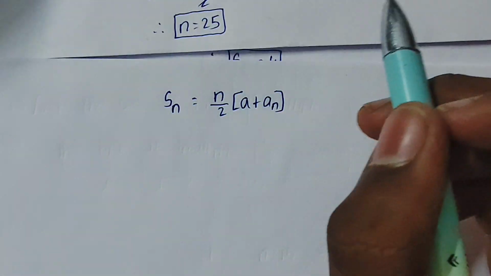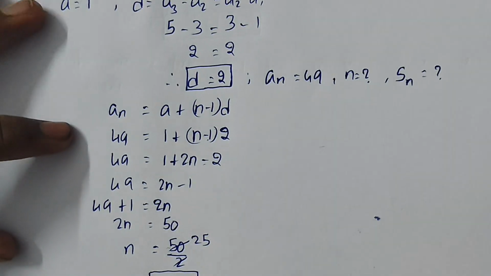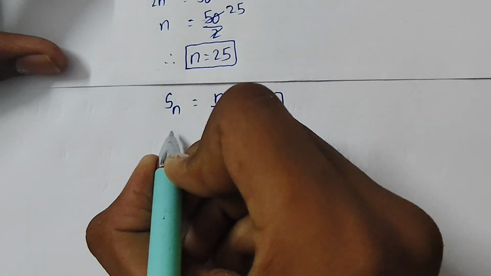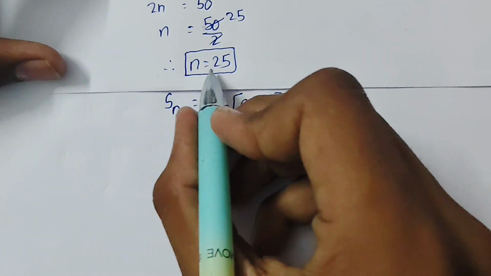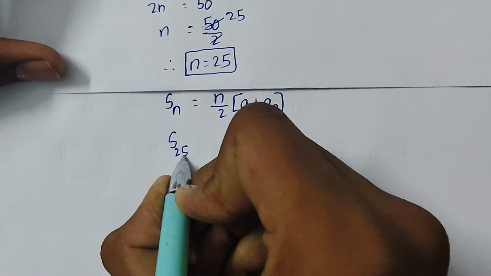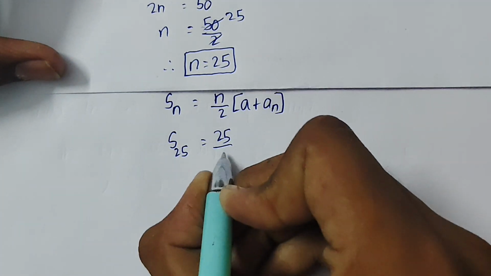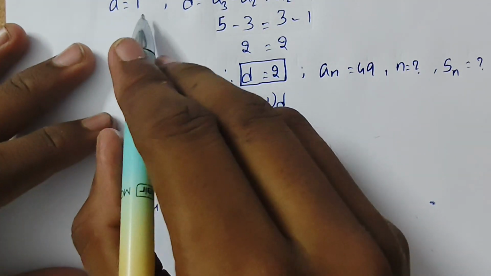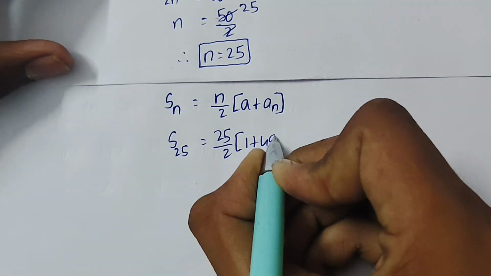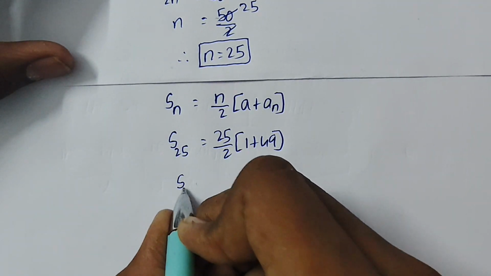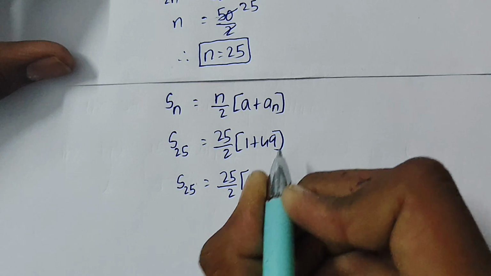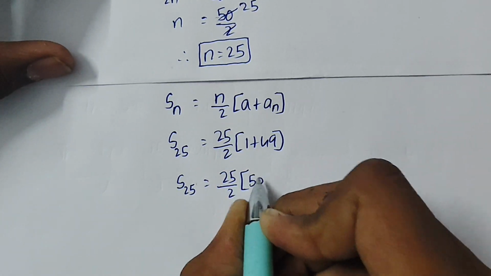So what he asked to find out is S base n. S base n means the number of terms between 0 and 50 is 25. So S base 25: the value of n is 25 by 2 into the value of a, which is 1, and a base n is 49. So 1 plus 49. So the sum of 25 is equal to 25 by 2 into 49 plus 1, which means 50.